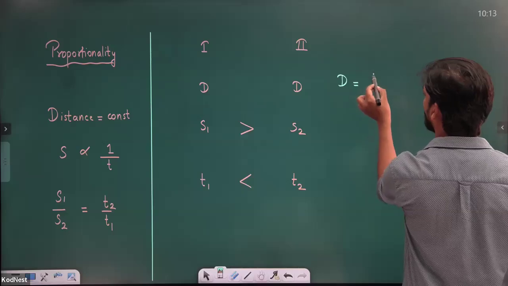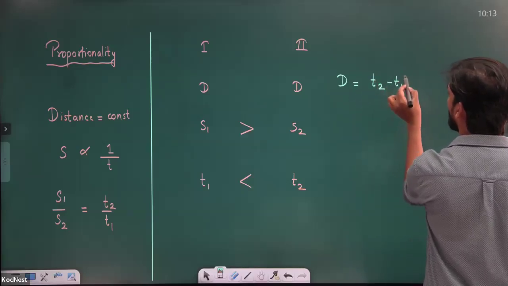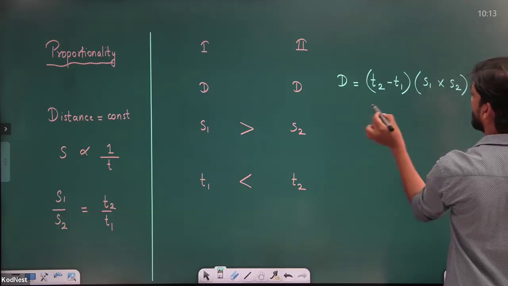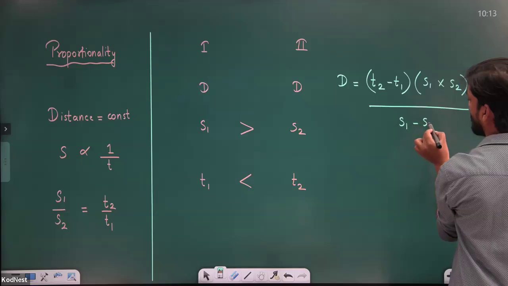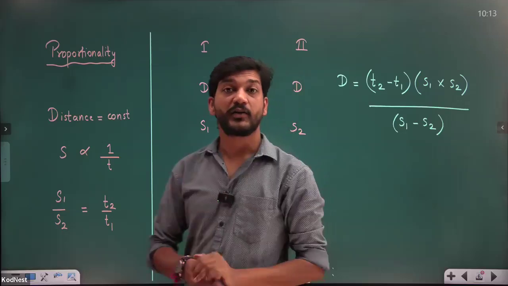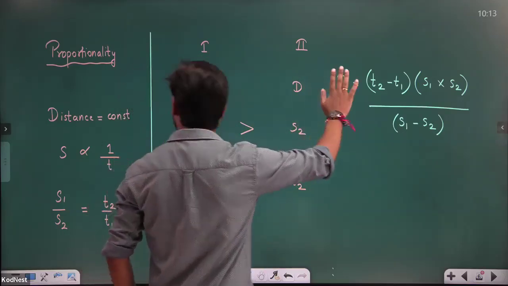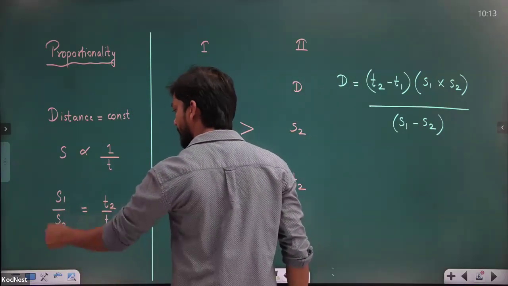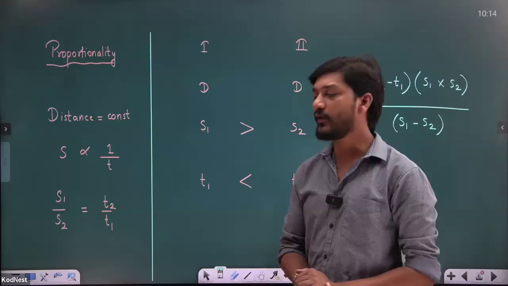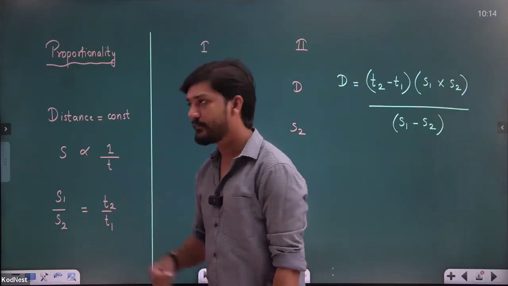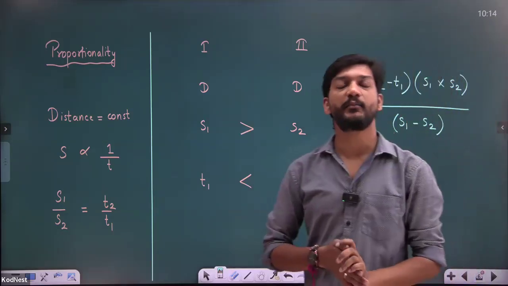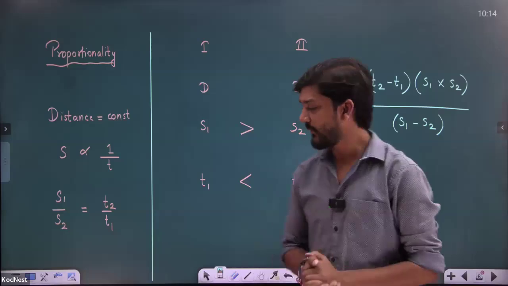Distance equal to (T2 minus T1) times S1 cross S2, by S1 minus S2. All right, this is your formula which you can apply to calculate the distance. If you carefully observe, distance is not present in the earlier relation. So that relation is important when we have to find S1, S2, T1 or T2. But if we have to find the distance, then this formula is more useful, 90% of the times.